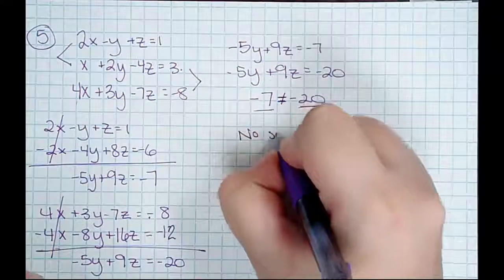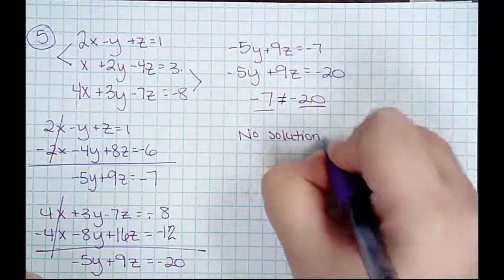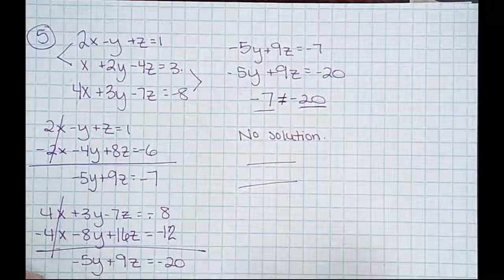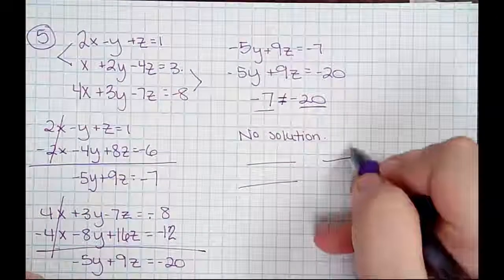So the final answer for number 5 is no solution. We actually really like when this happens, because we don't have to do work. We can just write no solution.